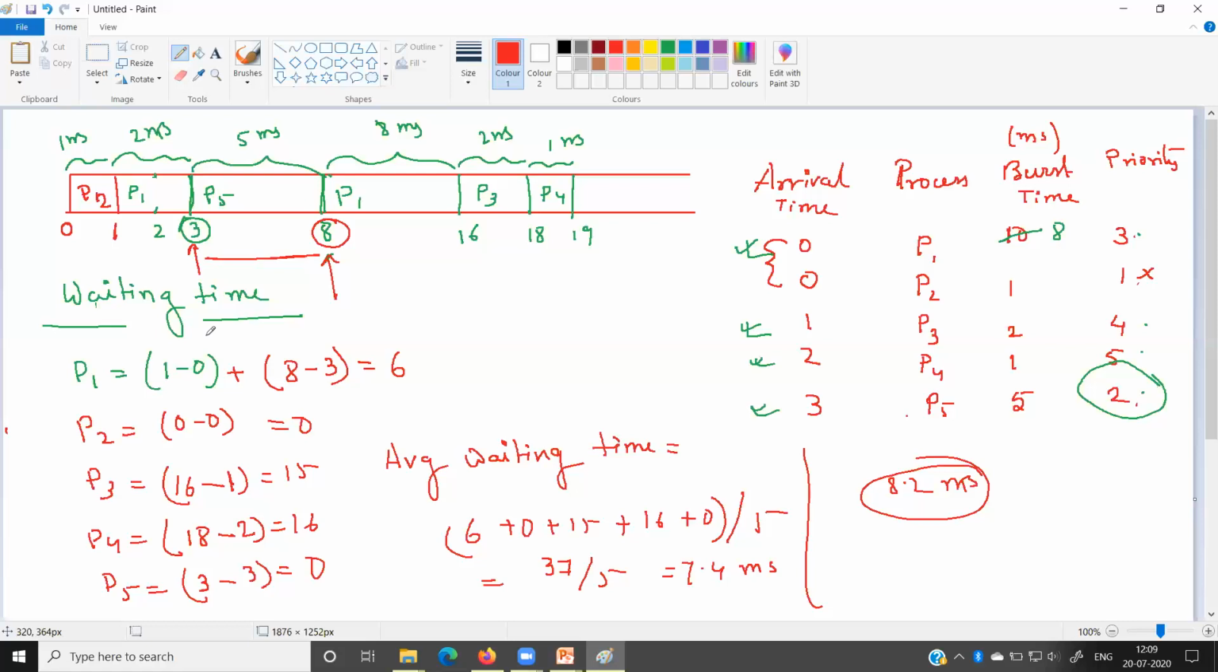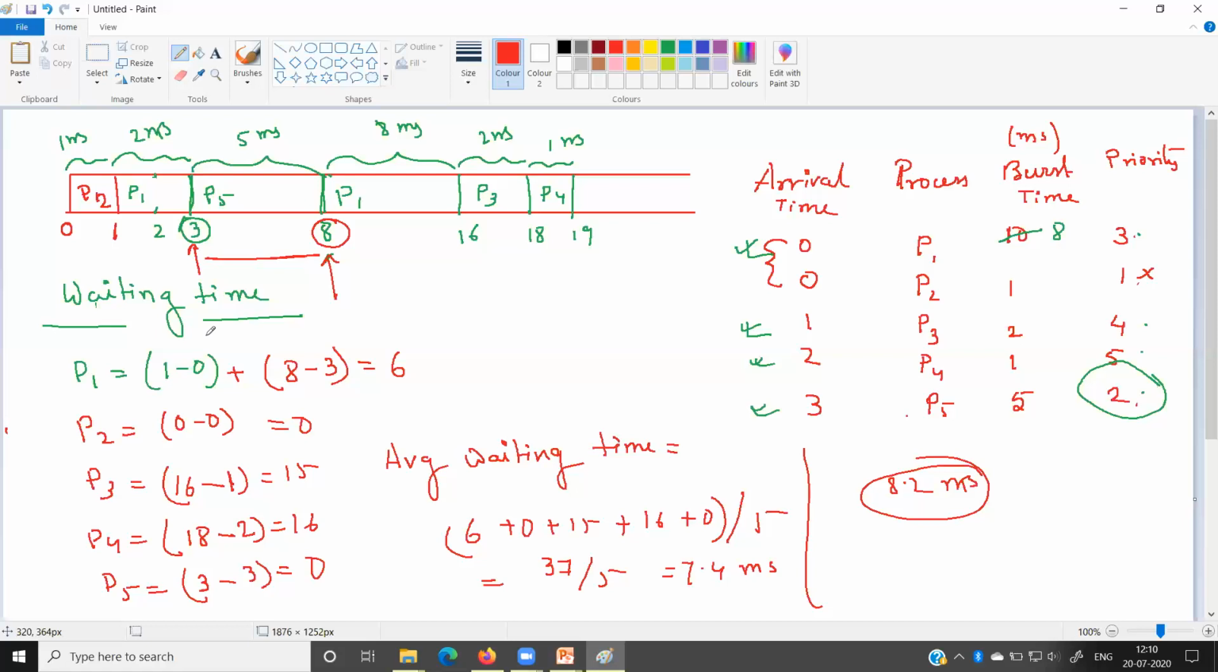The same problem will be given, but they will ask what the average waiting time will be if the priority scheduling algorithm is executed in a non-preemptive manner. In that case, you don't need to consider the arrival time. Once a process gets the CPU, it will execute and then leave the CPU. So this is a different combination.